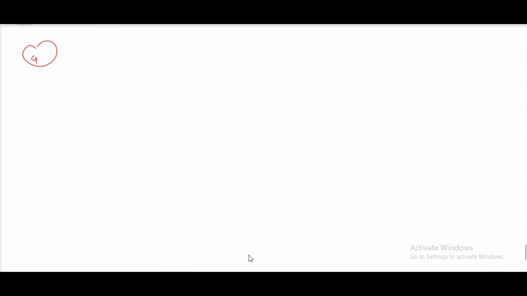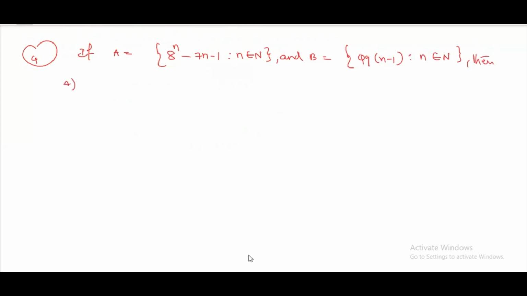Let's see another question. If A is equal to 8 power n minus 7n minus 1 such that n belongs to natural numbers, and given B is equal to 49 into n minus 1 such that n belongs to natural numbers, then here they are given the options. A is a subset of B, B is a subset of A, A is equal to B, A is a subset or equal to B. So these are the options they are given.